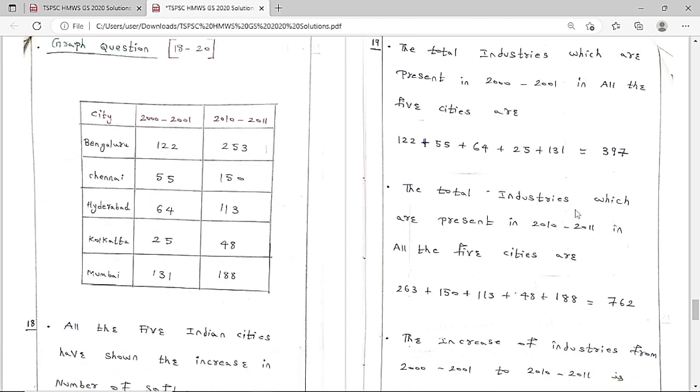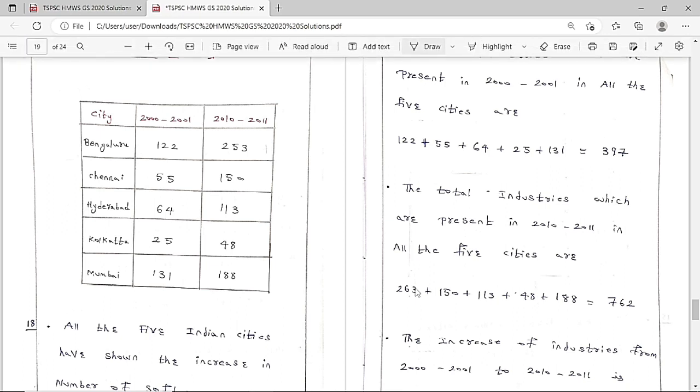In the same fashion, I am going to find the total number of software industries present in 2010 to 2011 in all the 5 cities. This is basically 253, and it is 150, here 113, here 48, and here 188. Small correction: let me look again carefully. From the data, I think this is 263, small correction.